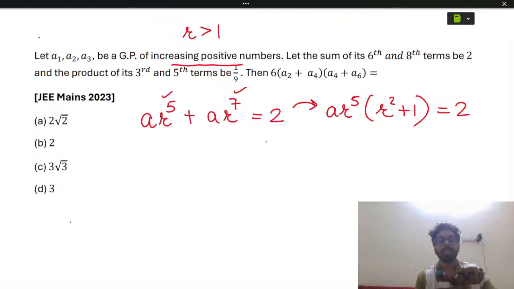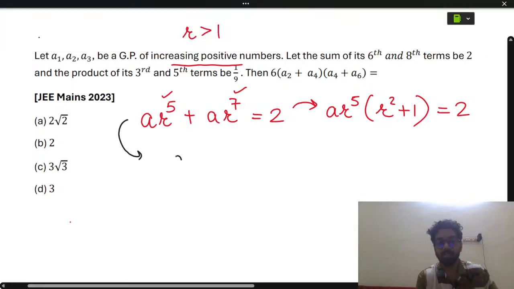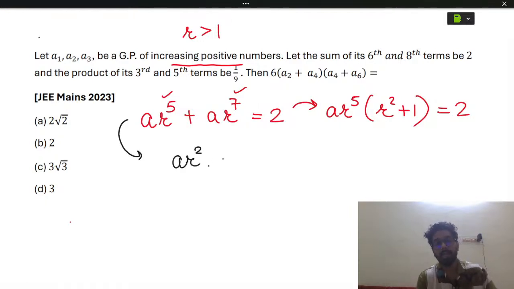Now, the product of the third term and the fifth term. The product of the third term and fifth term is A R power 2, multiply A R power 4, is equal to 1 by 9.